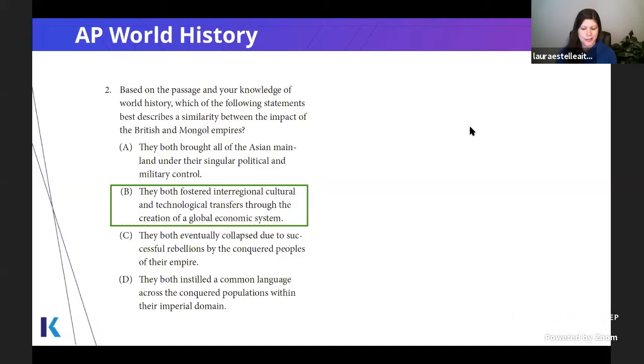B is correct. So awesome work. Really appreciate the participation. Round of applause for you.